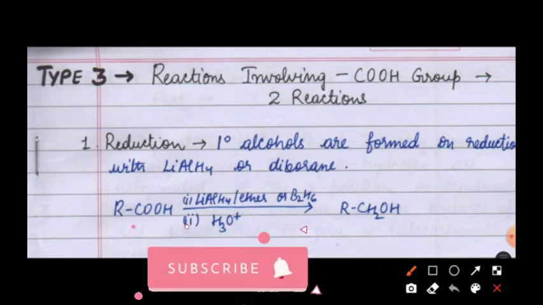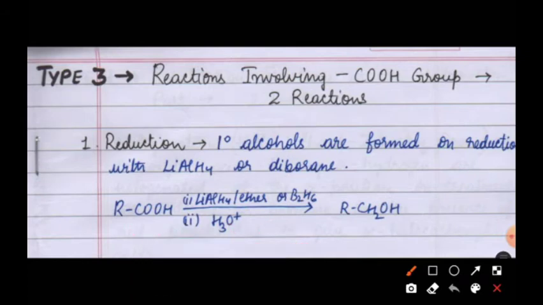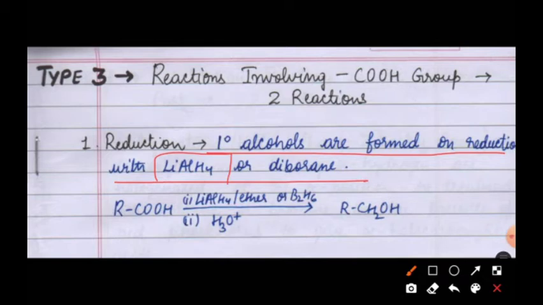Here the first reaction is reduction. Now if you see, 1 degree alcohols are formed on reduction of acids with LiAlH4 or diborane. So you can use any reducing agent. If we use LiAlH4 or diborane, the second step will be hydrolysis to give 1 degree alcohol. So acids on reduction give 1 degree alcohol.